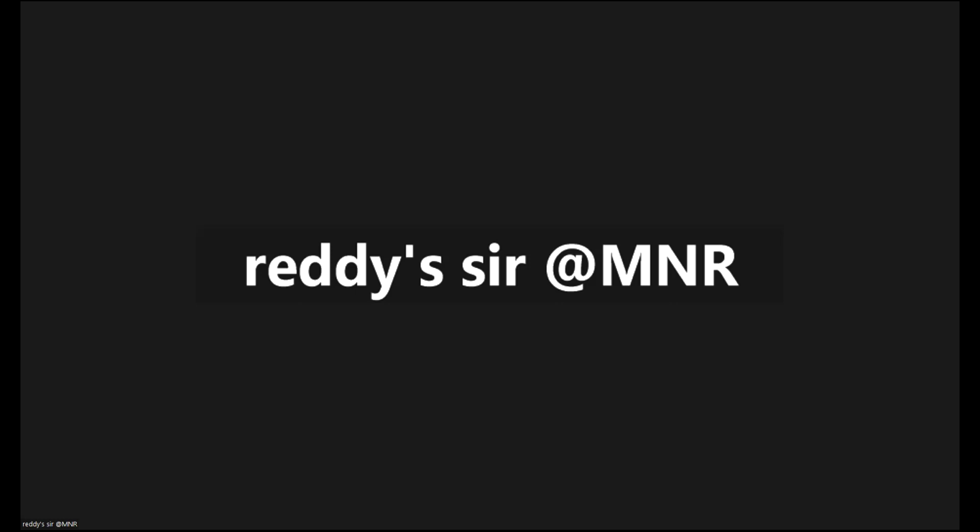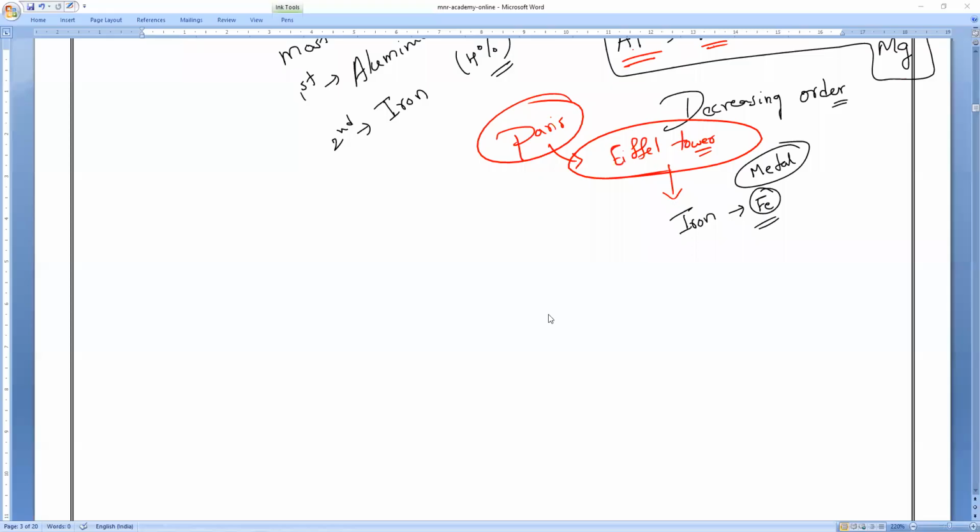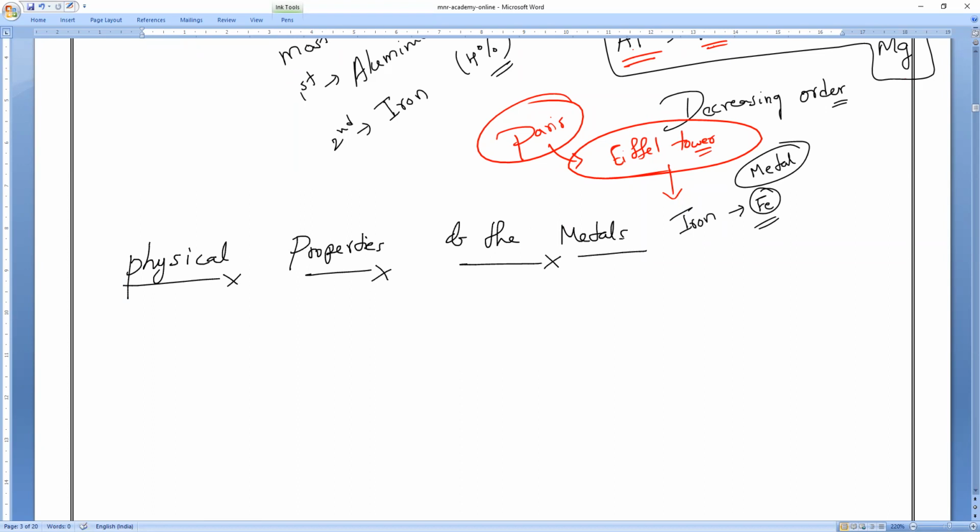So let it be. This is the introduction of this chapter, metals and non-metals. I think you understand why we should study this and what its importance is for the board exam. Then we are going to start a concept called physical properties of metals. I won't stress on writing definitions, this writing, that writing and all. Just we'll make an idea and proceed further. Only chemical properties are highly important for the class 10 board exam. So, physical properties of metals.